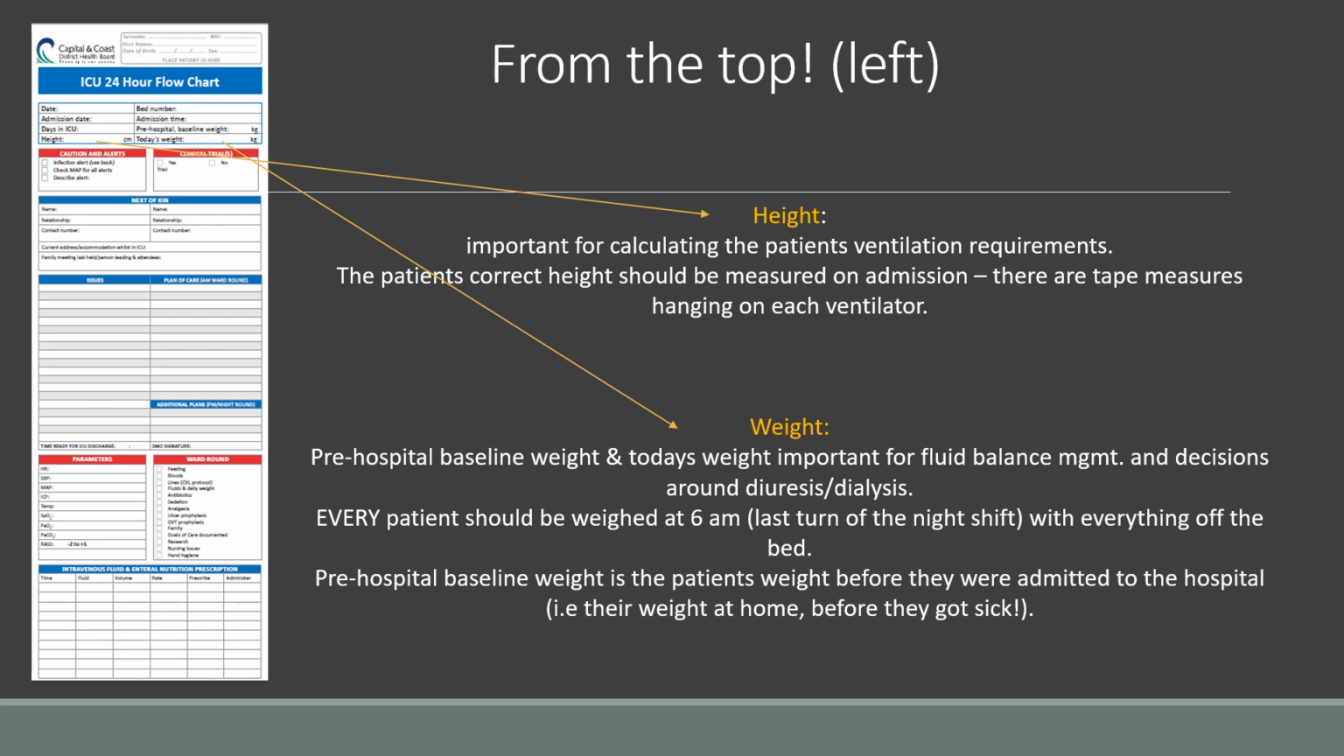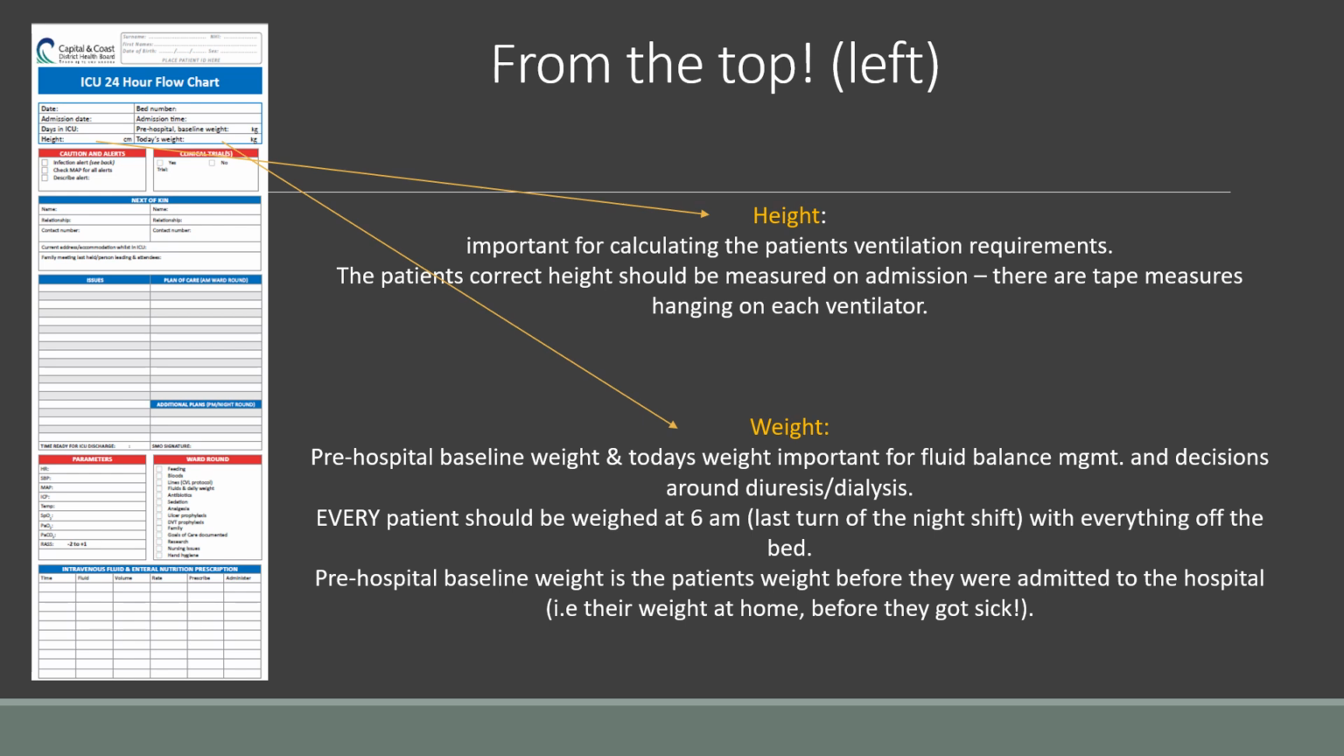Now, weight is incredibly important as well. We use weight to guide our fluid intake. We use weight to guide dialysis. We use weight to guide whether we're going to diurese someone. And that's why the ward round will always ask, what is the patient's weight today compared to when they were well at home? So the pre-hospital baseline weight, just to clarify, is their weight before they entered hospital.